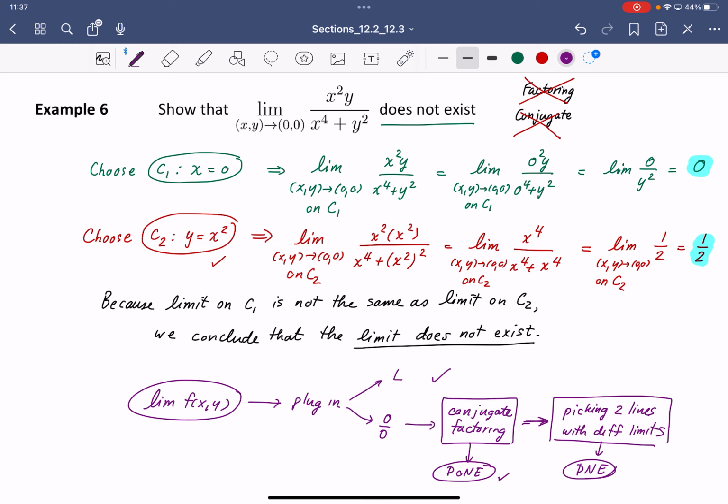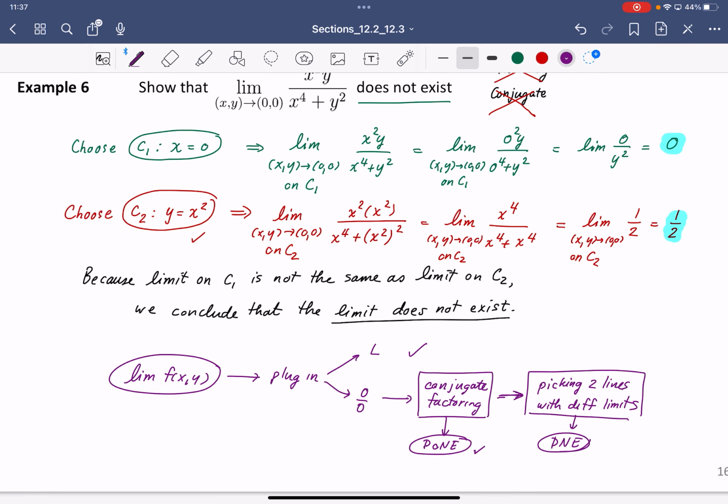This is the thing you should have in your head, a flow chart that you can start by seeing the limit. You plug in the number, and if you get the number L, then you're done. If you get 0/0, you do the conjugate and factoring. If that does not work, you pick two lines with different limits.